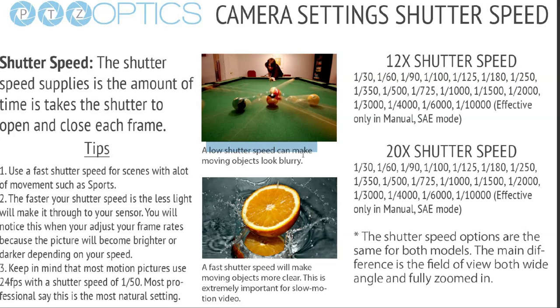A low shutter speed can make objects look blurry, whereas a fast shutter speed will stop moving objects, and it's really great for sports, especially when you're doing live video. So we offer shutter speeds all the way down to 1/130th of a second, all the way up to 1/10,000th of a second, which is only effective in manual mode, but you can see all of these in our cameras.